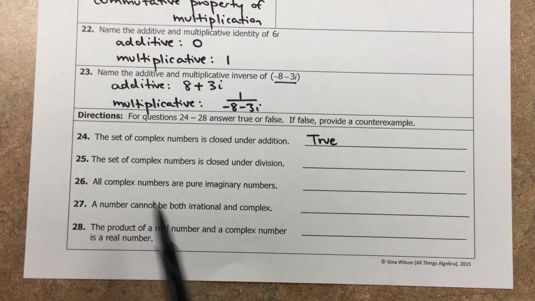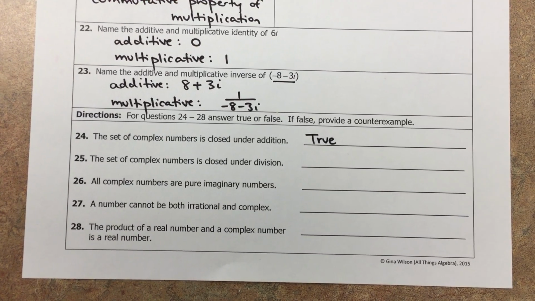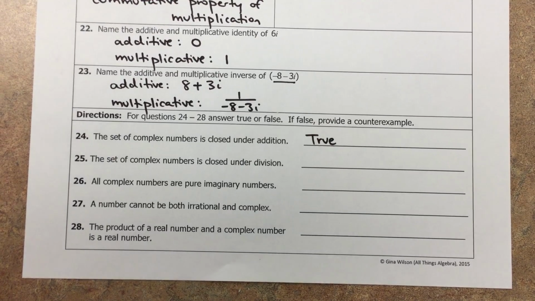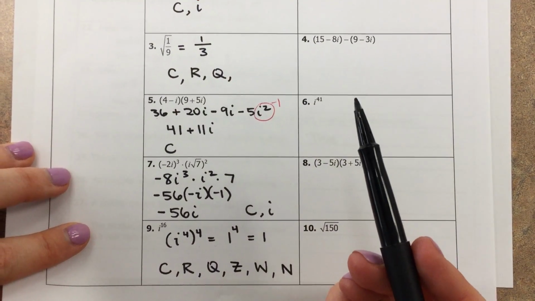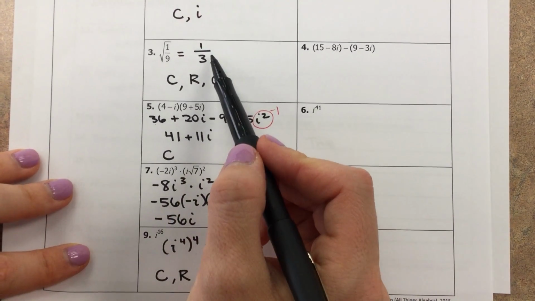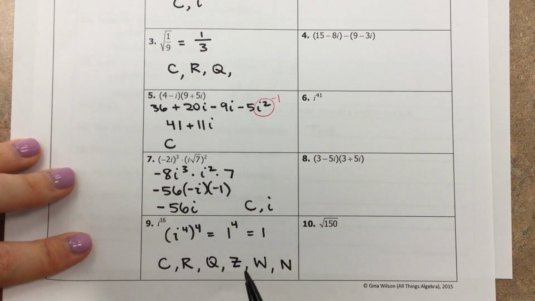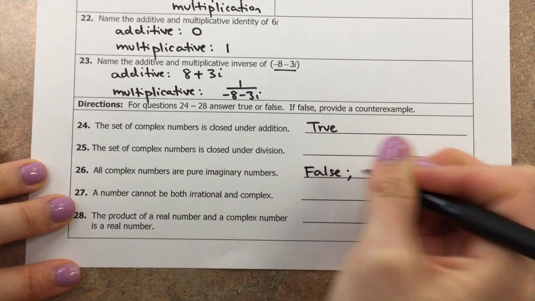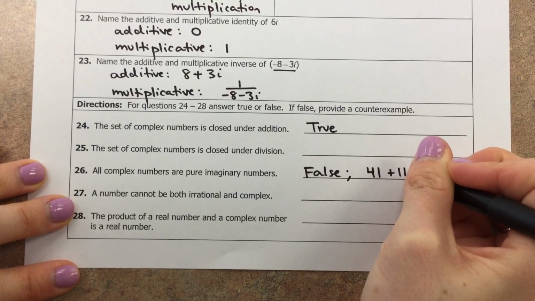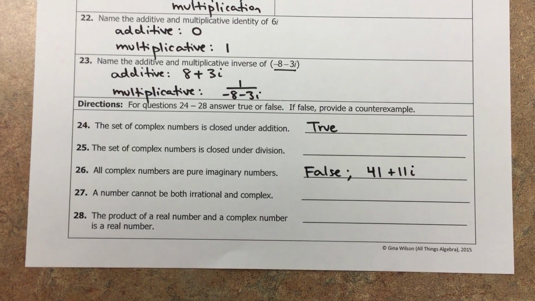The next, even number 26, all complex numbers are pure imaginary numbers. That's not true. Even just on that previous page, we saw examples 5, 3, 9, all of these. So this is not pure imaginary, but it is complex. This is not pure imaginary, but it is complex. Same thing with number 9. So let's actually use this as our counterexample, 41 plus 11i. So this is false. And our counterexample we're using from the previous page, 41 plus 11i. It's complex, but it's not pure imaginary.